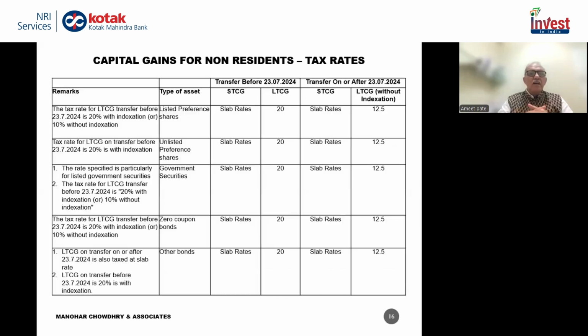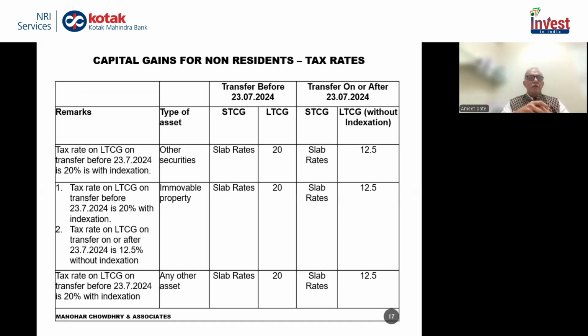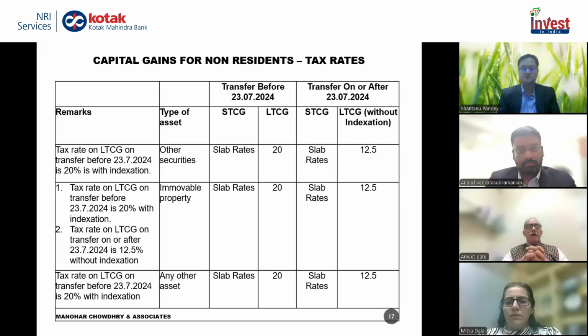And then in the subsequent slide, immovable property. Up till 23rd July, in respect of immovable property, the short-term capital gains was at the normal slab rate. It continues to be the slab rate post 23rd July as well. But importantly, the long-term capital gains on sale of immovable property, which was earlier 20% after indexing the cost, is now 12.5% without indexation. This is a big change that impacts non-residents, because earlier everyone got the benefit of indexation and paid tax at 20%. But now for non-residents, indexation has been done away with completely.